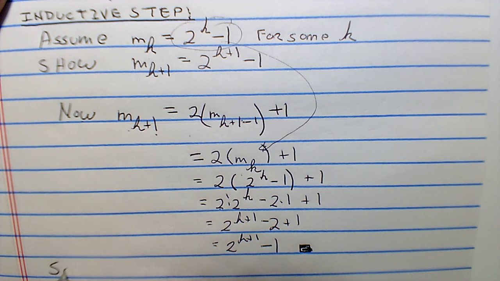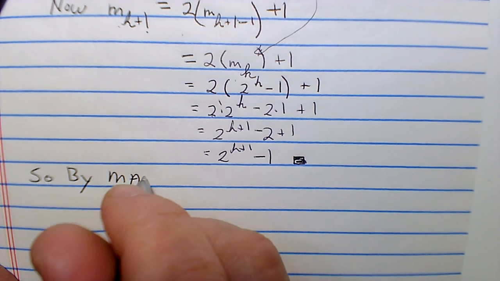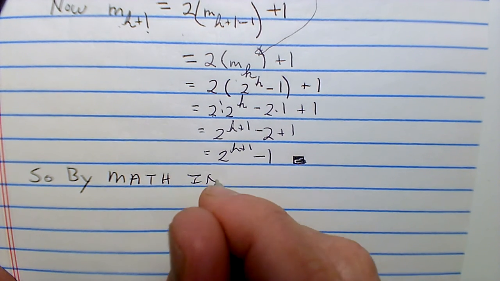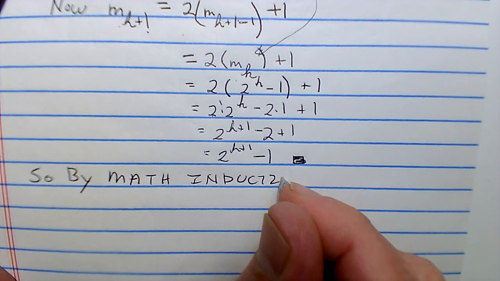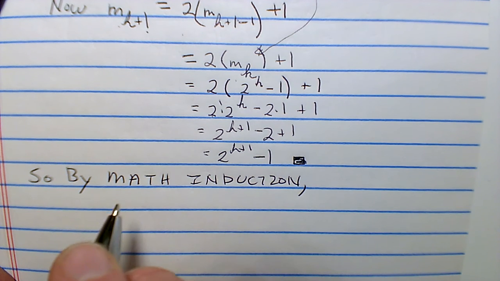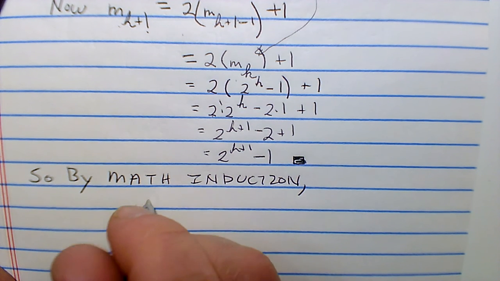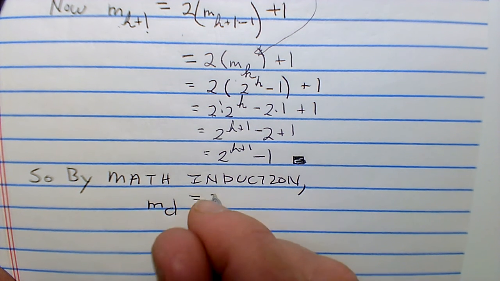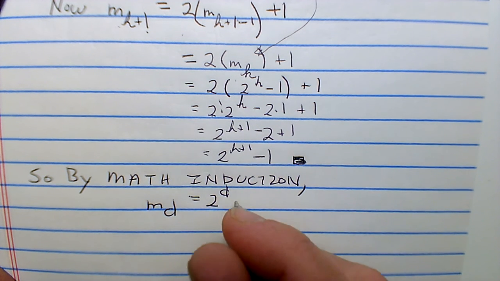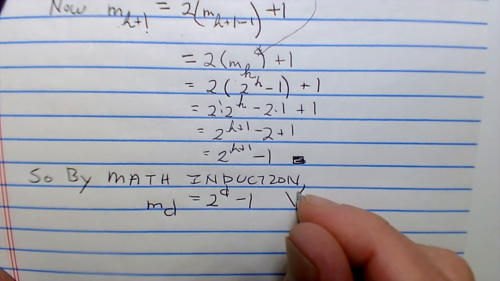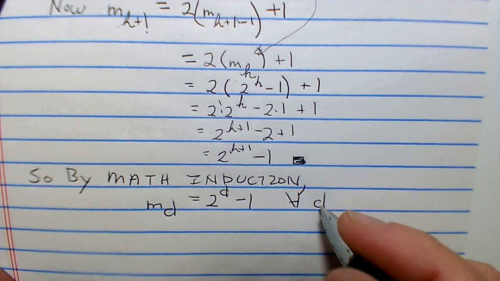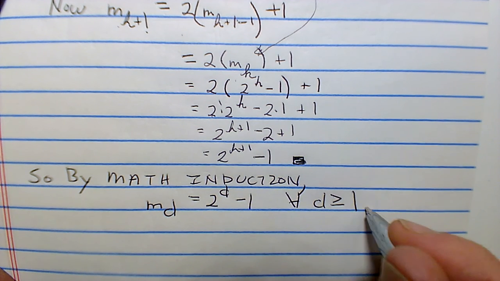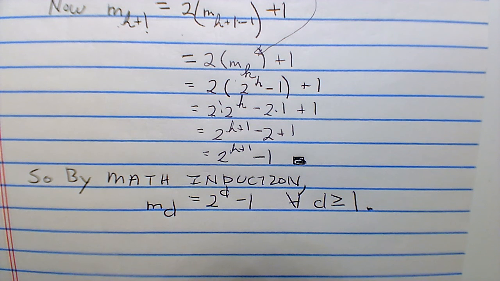So by math induction, we know that the number of moves sub the number of disks is 2 to the number of disks minus 1 for every disk greater than or equal to 1. We have proven that that explicit formula works in all cases.